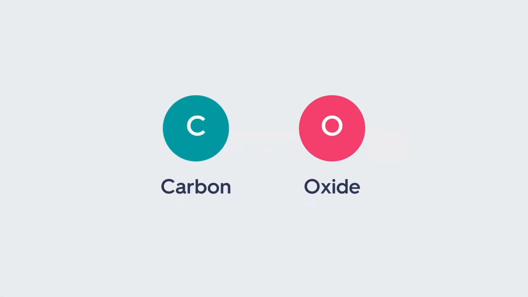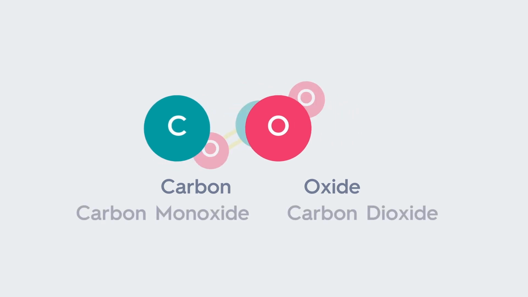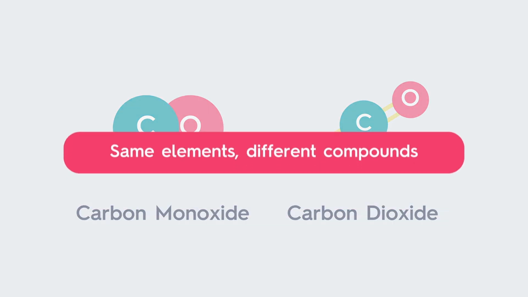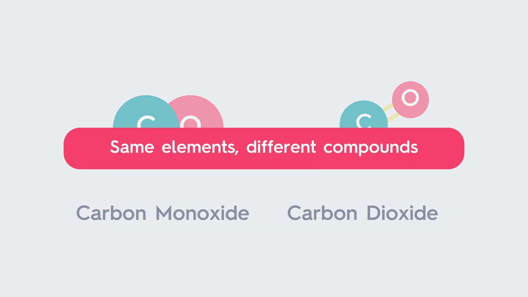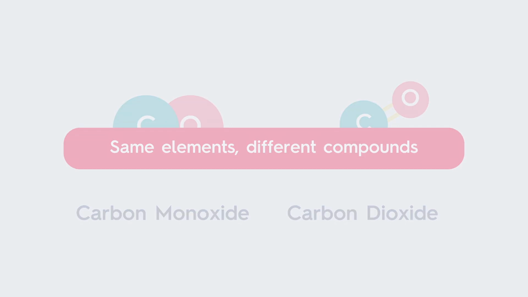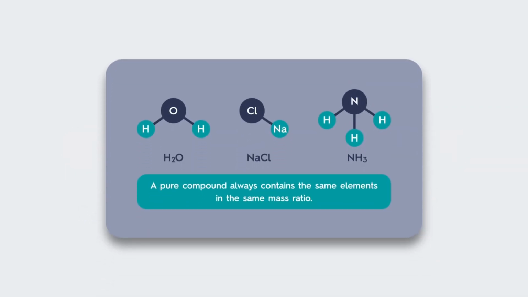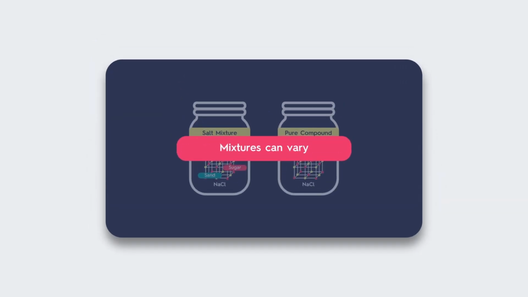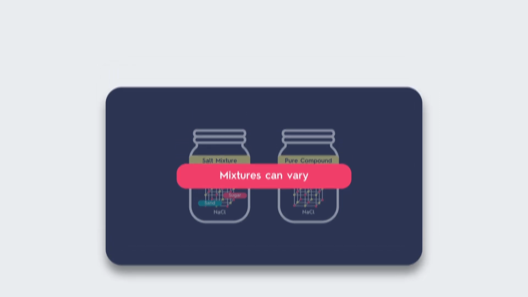Another important point is that different compounds can be made from the same elements, but each compound still has its own fixed ratio. For example, carbon monoxide and carbon dioxide both contain carbon and oxygen, but they are different compounds with different constant ratios. So far, you have seen that a pure compound has the same elements in a fixed mass ratio, and that mixtures are different because their ratios can vary.